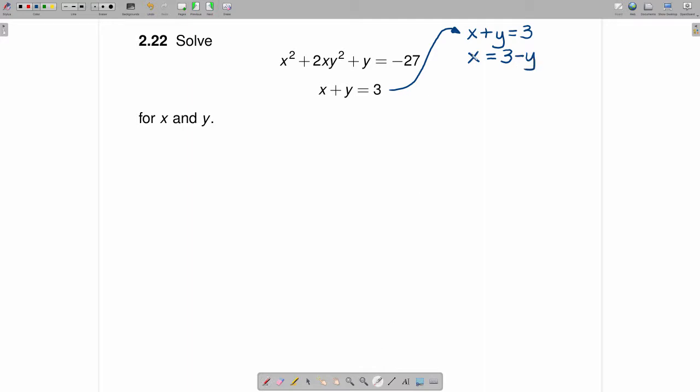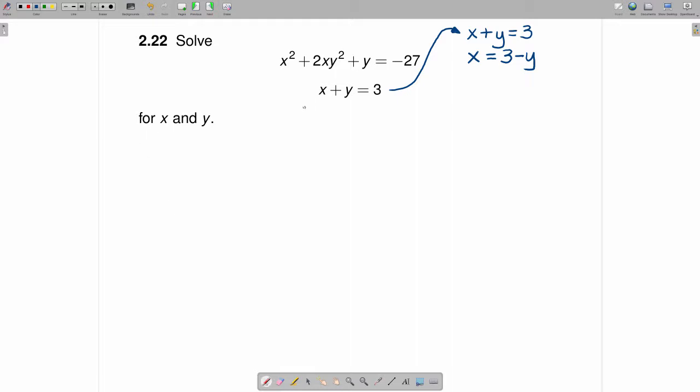So now we have x written in terms of y, and we can take that expression right there for x and plug it into this first equation everywhere we see an x. When we do that, what we will have is an equation in y alone, and now we're down to just one variable at a time.